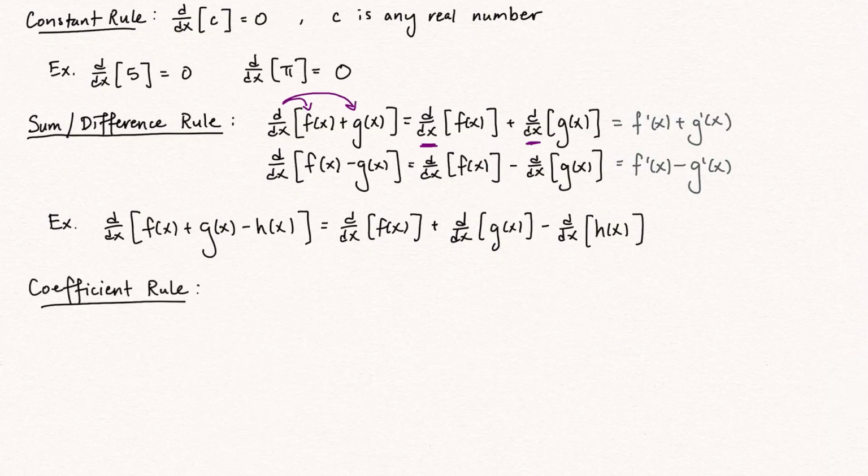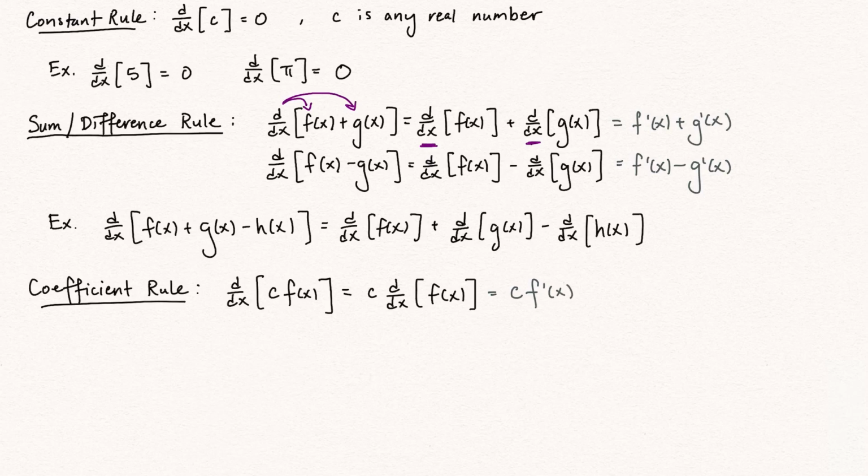And the coefficient rule says that the derivative of c times f of x is equal to c times the derivative of f of x. And again, like before, we can very easily rewrite this final expression as c times f prime of x if we wanted to, but I like to leave it in this form with the derivative operator because it becomes more obvious that we're basically allowed to move the constant out in front.